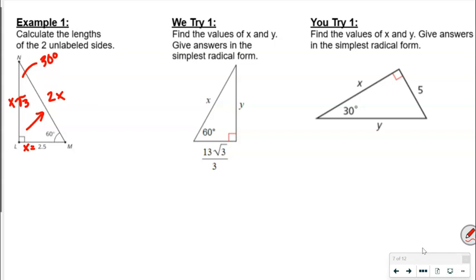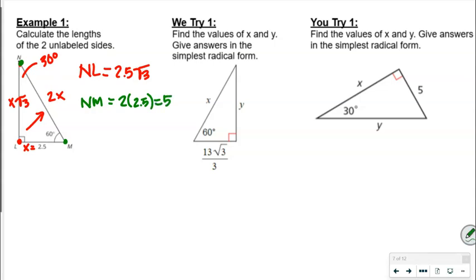So let's find NL. NL is our long leg, this one right here. What are we going to do? We're just going to do 2.5 times the square root of 3. Then when we're looking for our hypotenuse, that would be NM. And that's just going to be 2 times 2.5, and that's going to be 5.